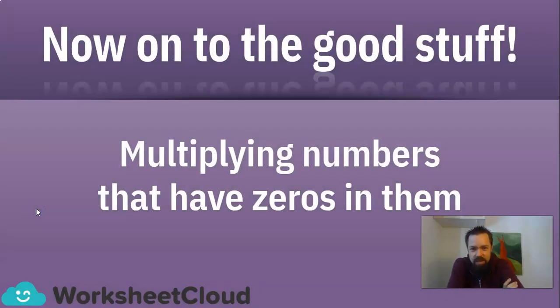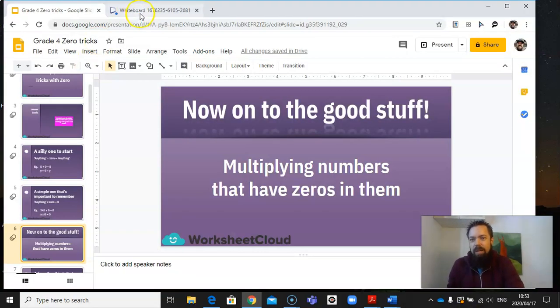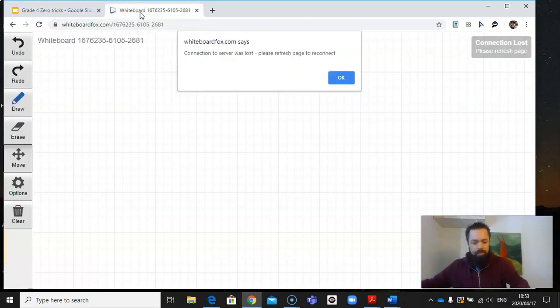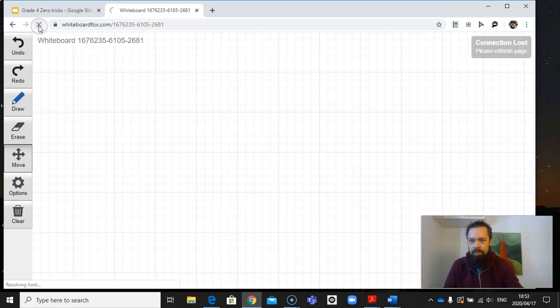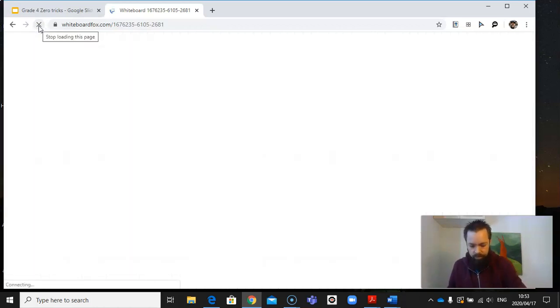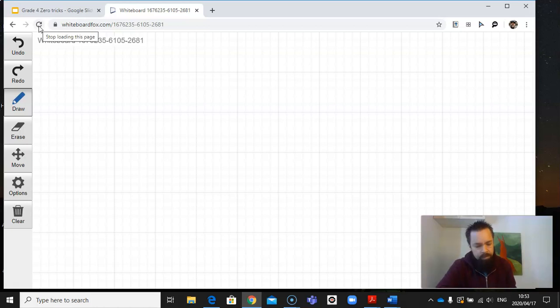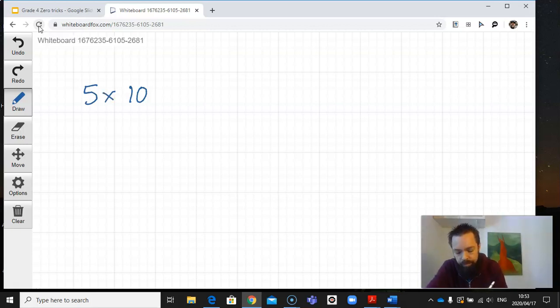Now onto the good stuff. This is where multiplying with numbers that have zeros in them makes your multiplying quite a lot easier. Let's jump across to our whiteboard now so I can show you what it is that I mean. Let's say, for example, that I had 5 times 10. I'm sure that you don't think that's particularly difficult. 5 times 10 is 50.